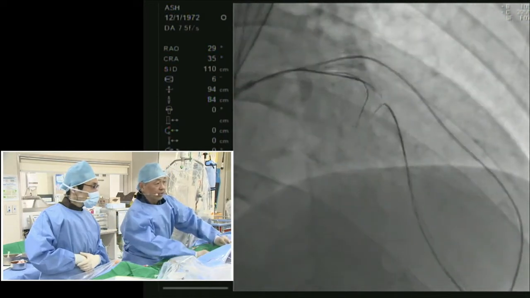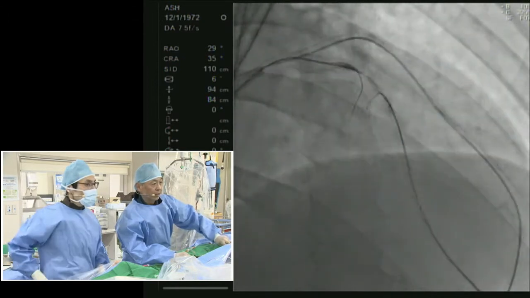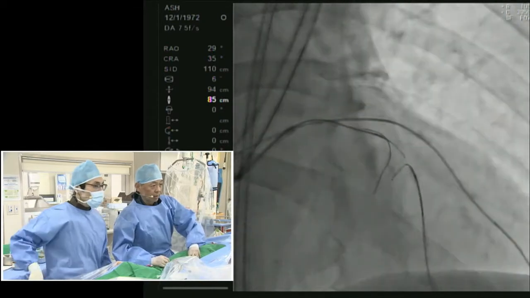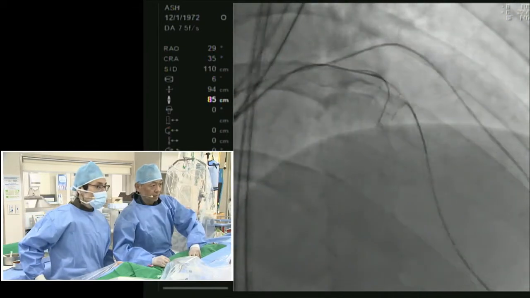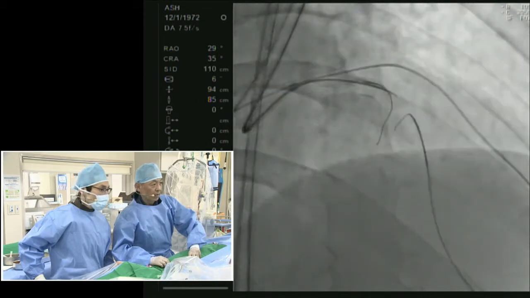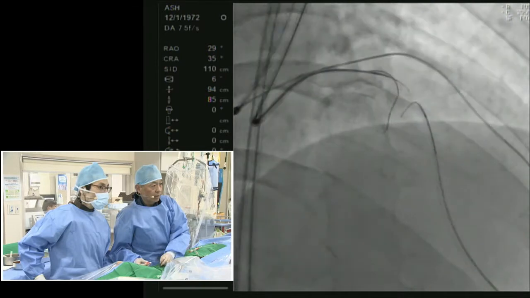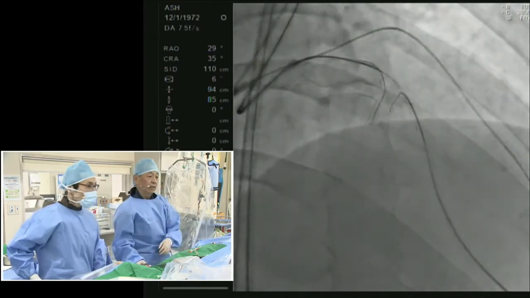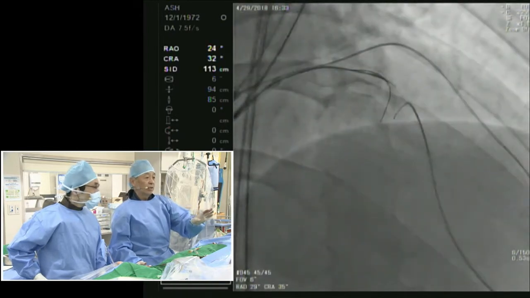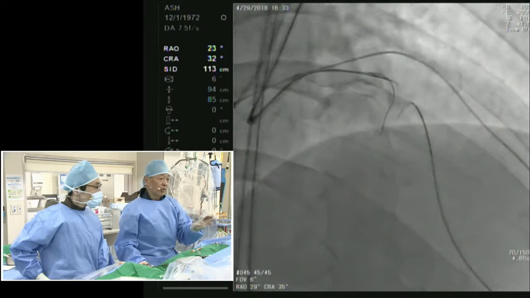But the engage is not so stable. Okay. Because the CTO length is short, reverse cut would be very difficult. Okay, I think I see. Direct crossing is possible. Kissing wire technique is also possible. But I tried very short direct crossing now. Microcatheter delivery looks very difficult because of calcium.